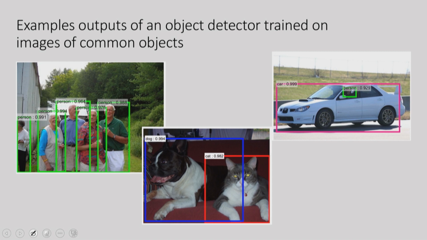And here are the outputs of an object detector trained on images of common objects. You see that they put bounding boxes around each object it sees, and a confidence for that object being the particular class shown there. So how can this be useful?